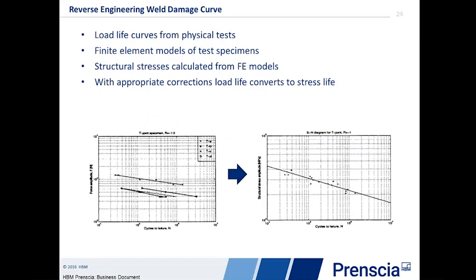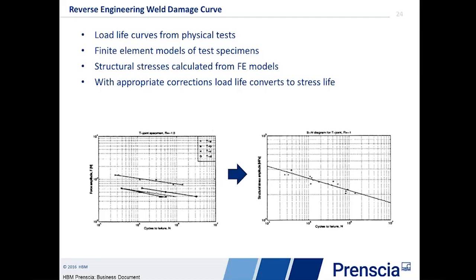The process to do that is to have a variety of test specimens, and you test those in the lab, and what you get out of the test specimens are load life curves. Now, because typically these specimens have different geometries and different thicknesses, the load life curves have a huge scatter because some specimens are stronger than others. And what we're going to do is use the structural stresses to try to collapse these down to a single behavior if we can.